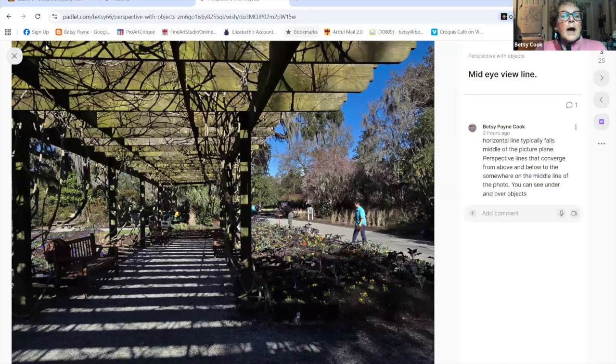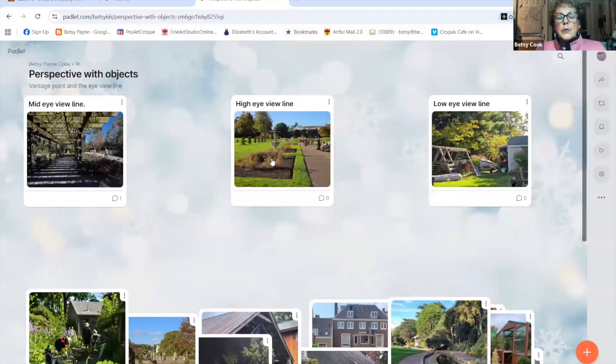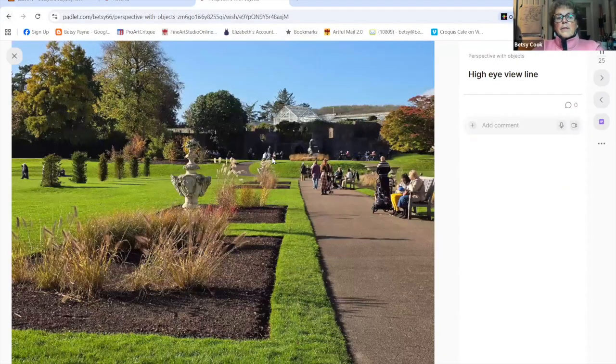So let's look at this one. This is a high eye view line. And we're going to be traveling all over doing this. Where was the last one? I can't even remember the picture anymore. Oh, that was in South Carolina. This one's over in Great Britain.